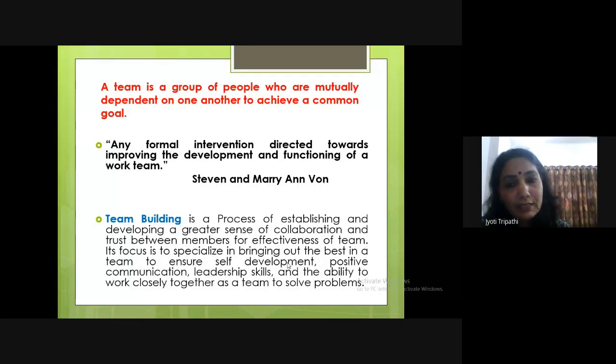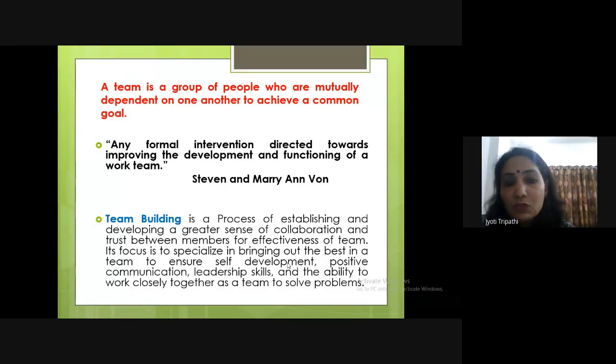So, team building, if we understand, is a collective term which is used for enhancing social relations through various activities. It consists of various exercises used for enhancing social relations and defining the different roles in the team itself. These different roles are defined and many activities take place with the help of collaborative efforts while pursuing the task. So we may understand that team building is a process of establishing and developing a greater sense of collaboration and trust between the members of a team for its effectiveness.